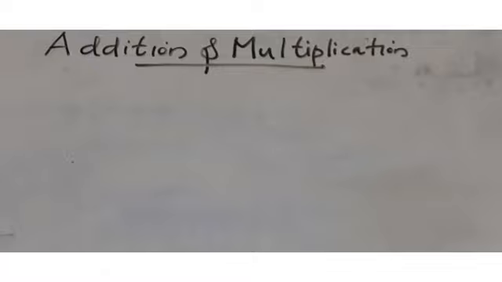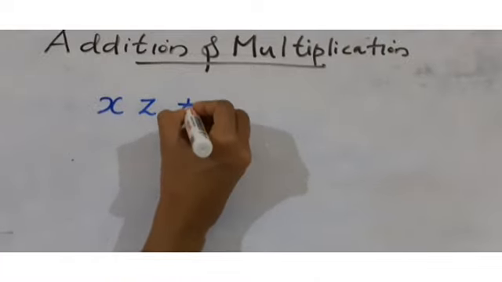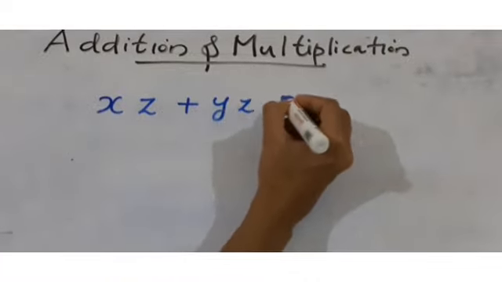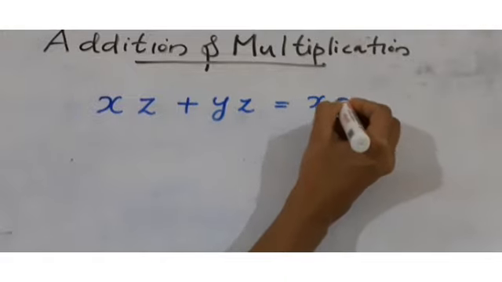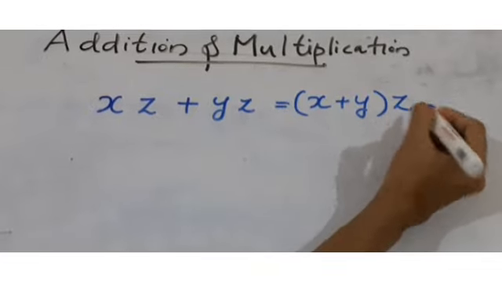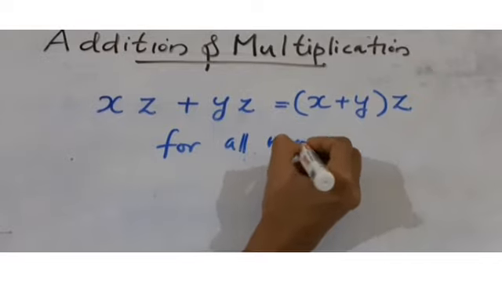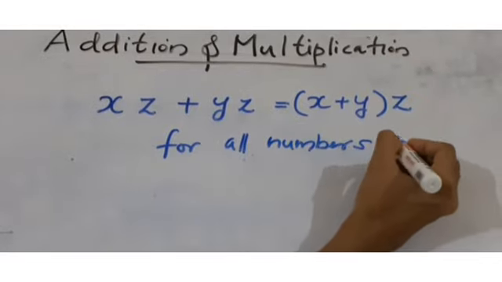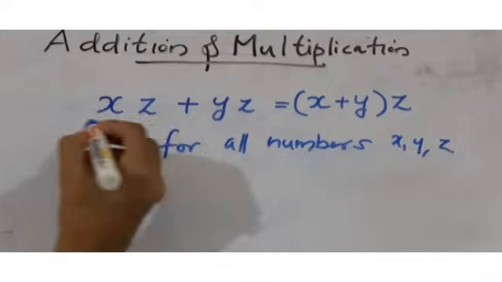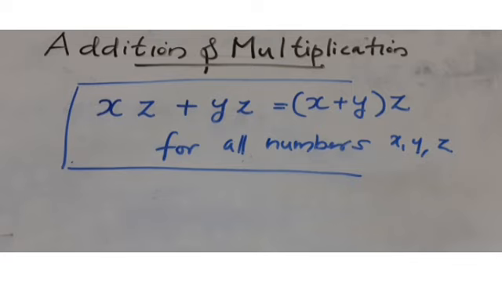So now we got the equation in algebra. xz plus yz equal to x plus y into z for all numbers x, y, z. So this is our equation. That is xz plus yz.